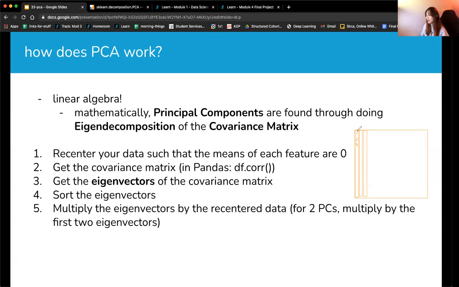And then you probably have a different set of numbers in the second principal component, and then you multiply that out. That's how you get your second principal component.